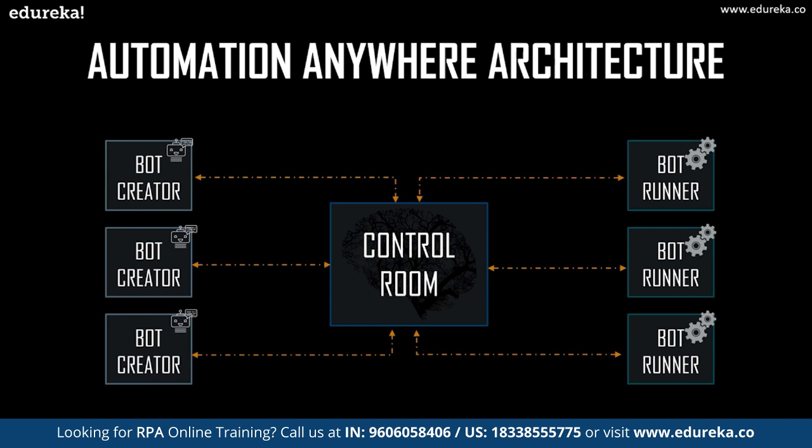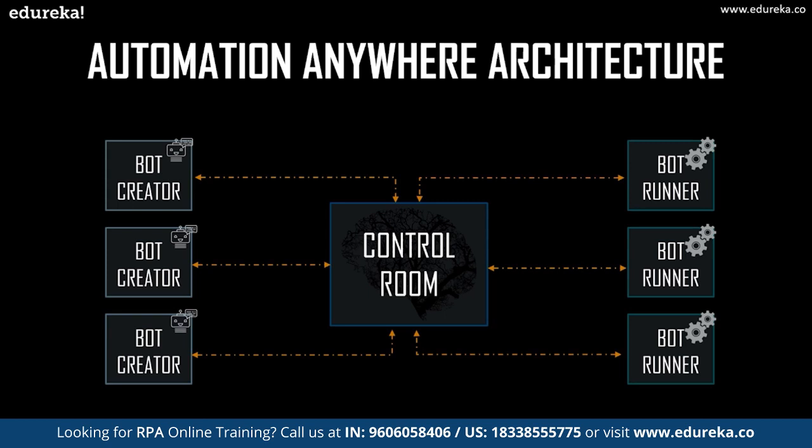Coming to the control room, the control room is one of the most important components of the architecture. It's basically a web server that controls the bots created by the bot creators, and since Automation Anywhere focuses on centralized management, the control room offers features such as centralized user management, automation deployment, source control, and also provides a dashboard.